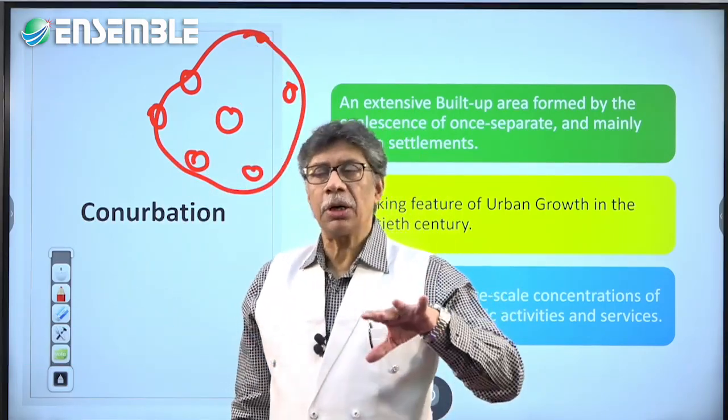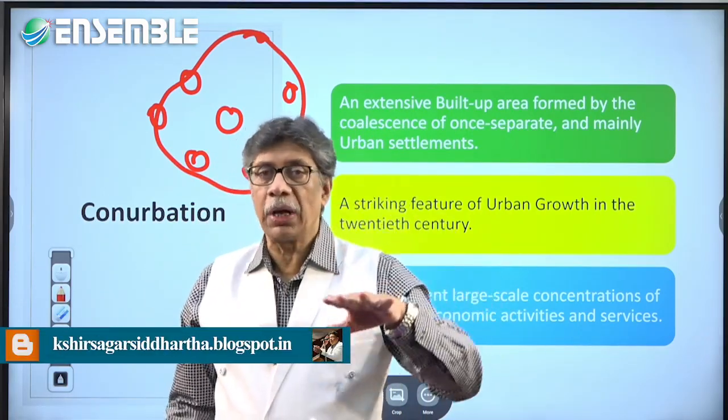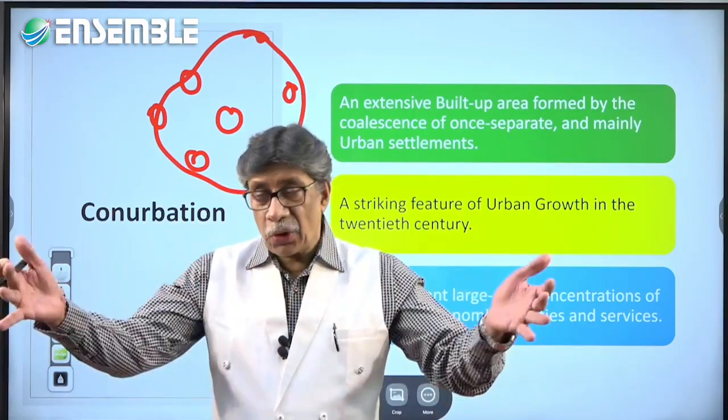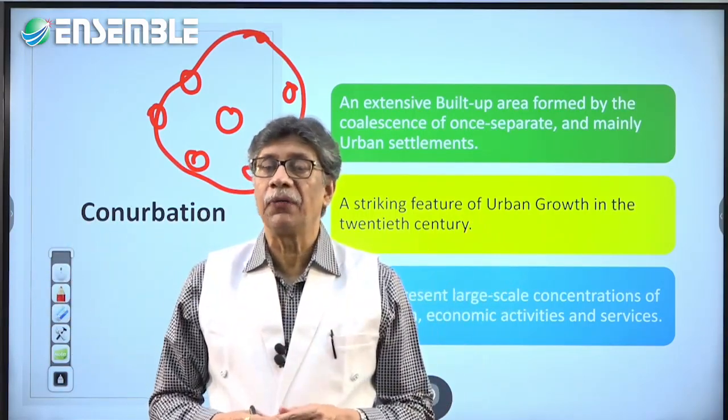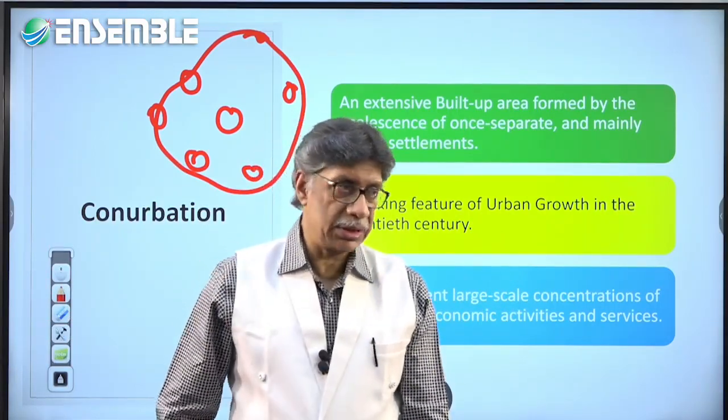So conurbation or megalopolis can take place along a transport corridor, along a roadway, or it can take place by the coalescence and the joining together of many small centers of sorts.